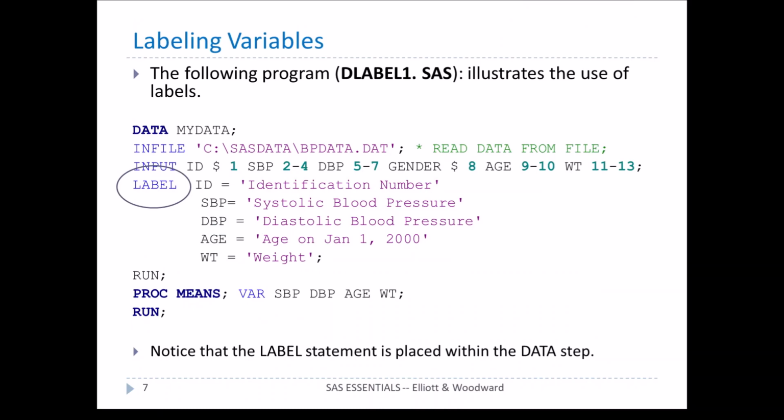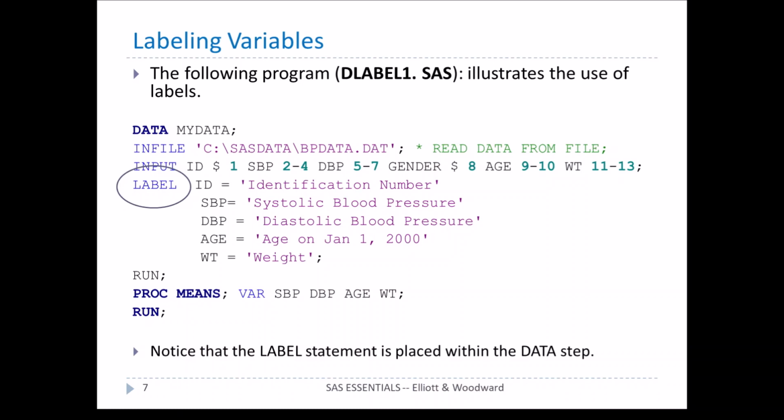Now here's a program called dlabel1.sas that shows us how this works. So here I'm creating a data set called my data. I'm reading in data from a file called bpdata.dat, inputting several variables like ID, systolic blood pressure, DBP, gender, but I'm giving those labels. So ID means identification number, SBP means systolic blood pressure, and so on. So what this does is it allows us to create reports or output or some sort of printout with more explanation in it than the cryptic name that we used in the data set.